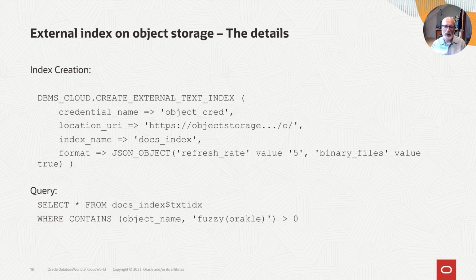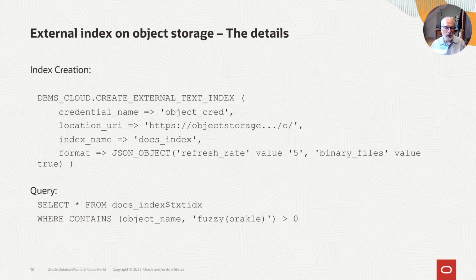Now, the second argument there is binary files true. If you don't set that, it will assume that all the documents are plain text or HTML, and it will ignore anything that it finds that are not plain text. But if we specify binary files true, then it will pass all those files through our filter, which will convert them into indexable text. So once we've created our external text index, we need to give it a minute or two to fetch all the documents and index them.